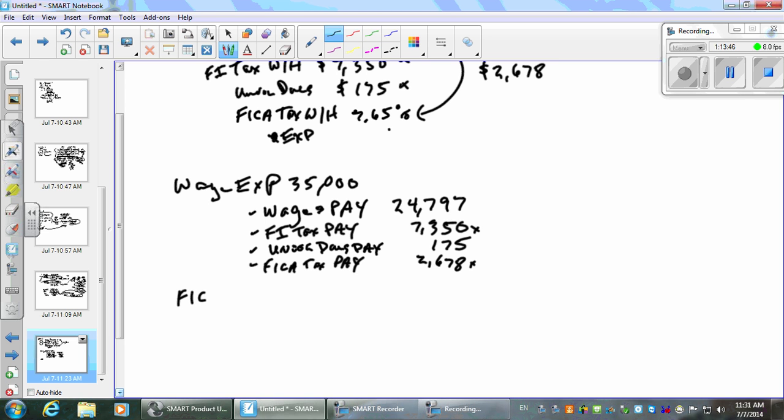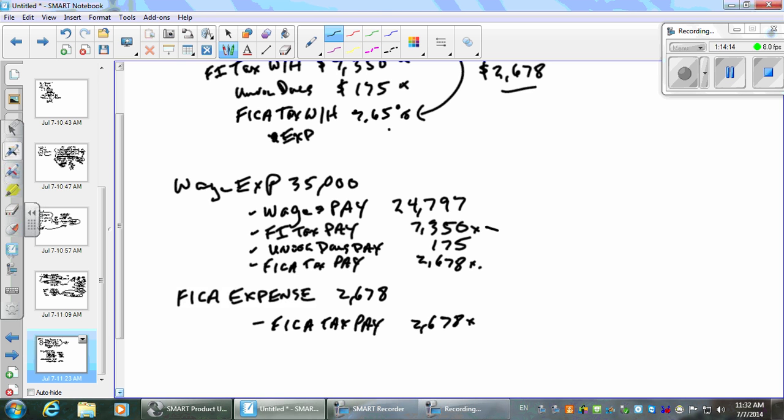FICA expense. Social Security taxes paid by the employer. How much? Same 2,678. So how much more do we owe the government? I just add that to the FICA tax payable here, by the way. How much more do I owe? Another 2,678. So I'm going to pay them 7,350 plus 2,678 plus 2,678 when I send the money to the federal government.